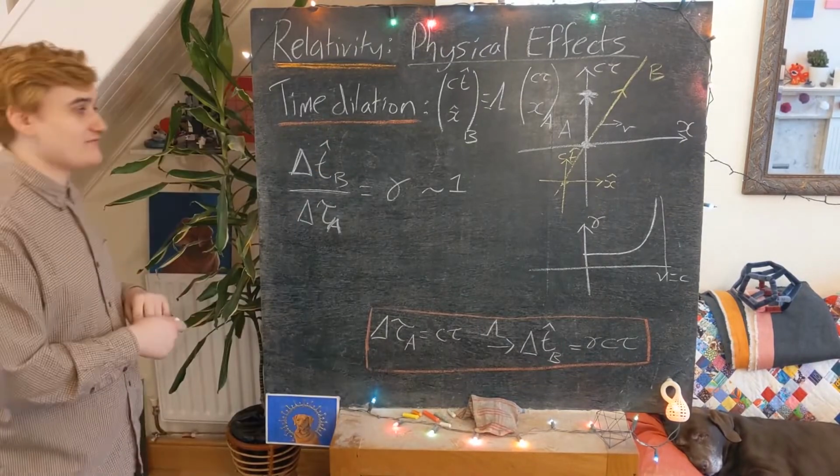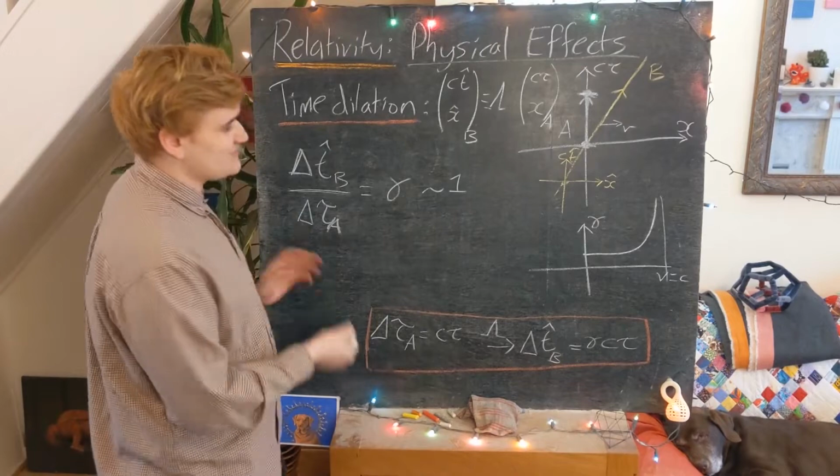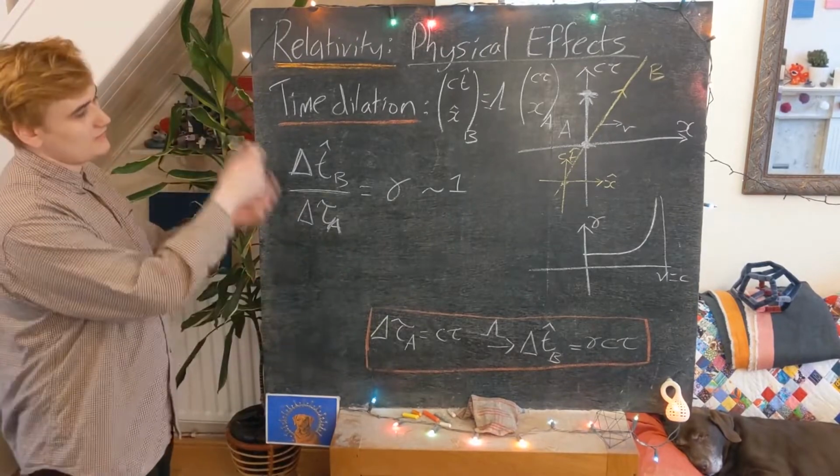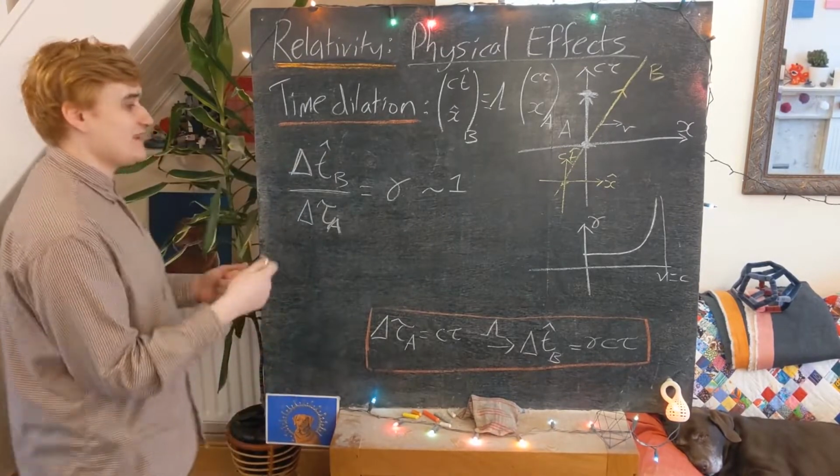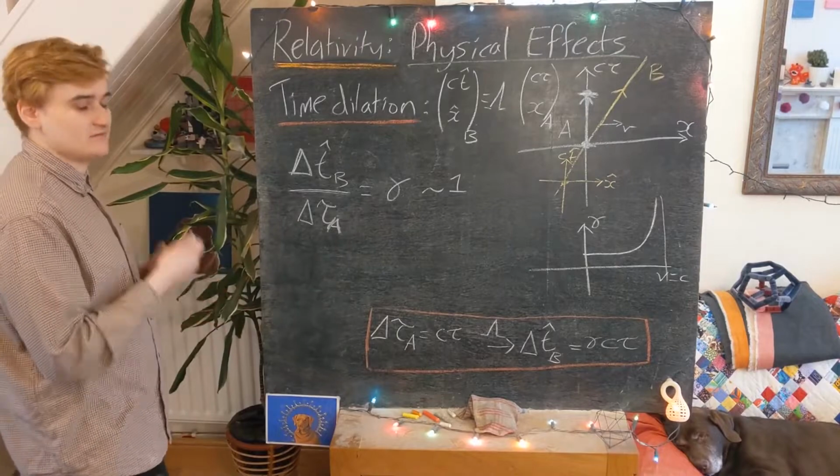And now we're going to see something very similar, but in some sense opposite. We're going to see that times dilate and now lengths contract for moving observers.